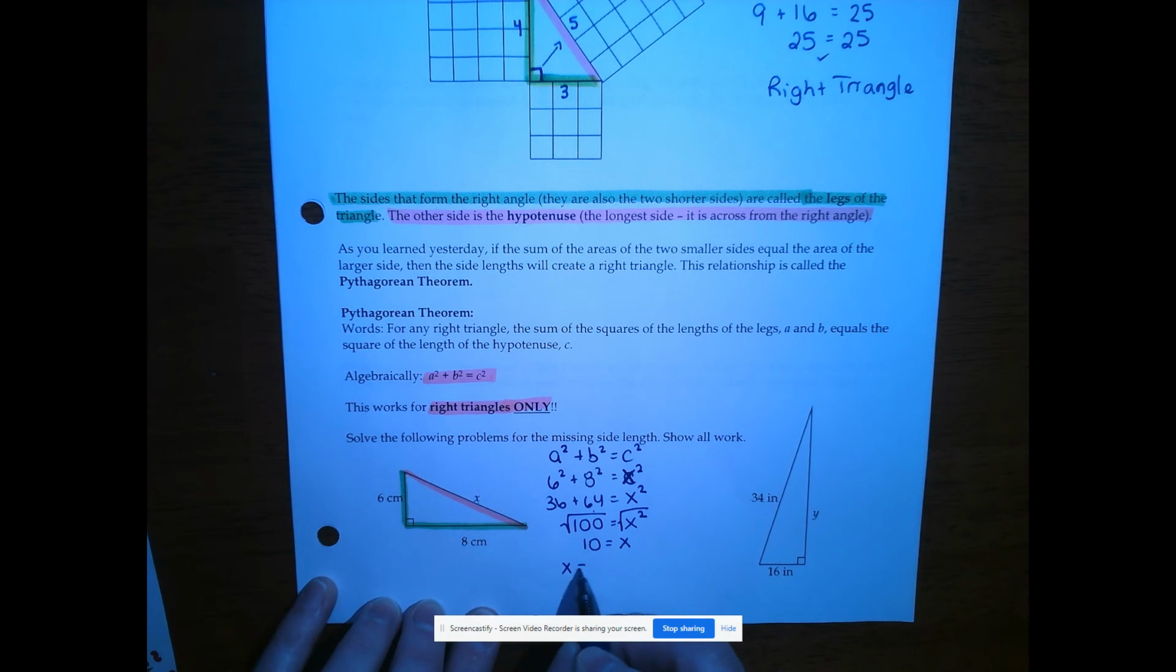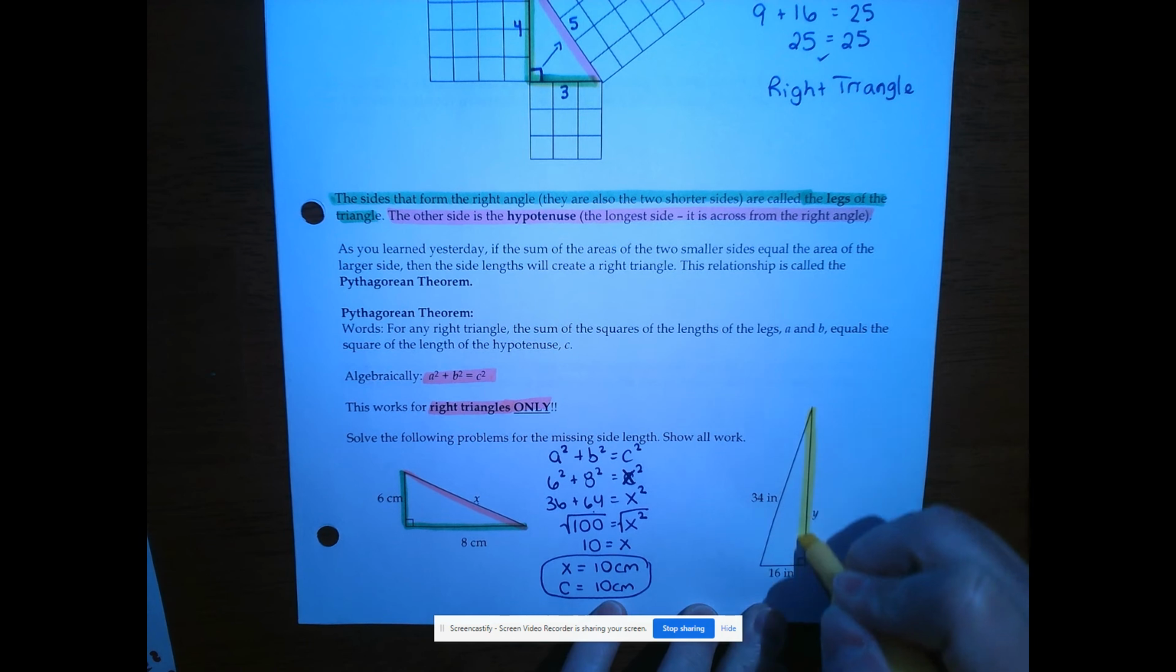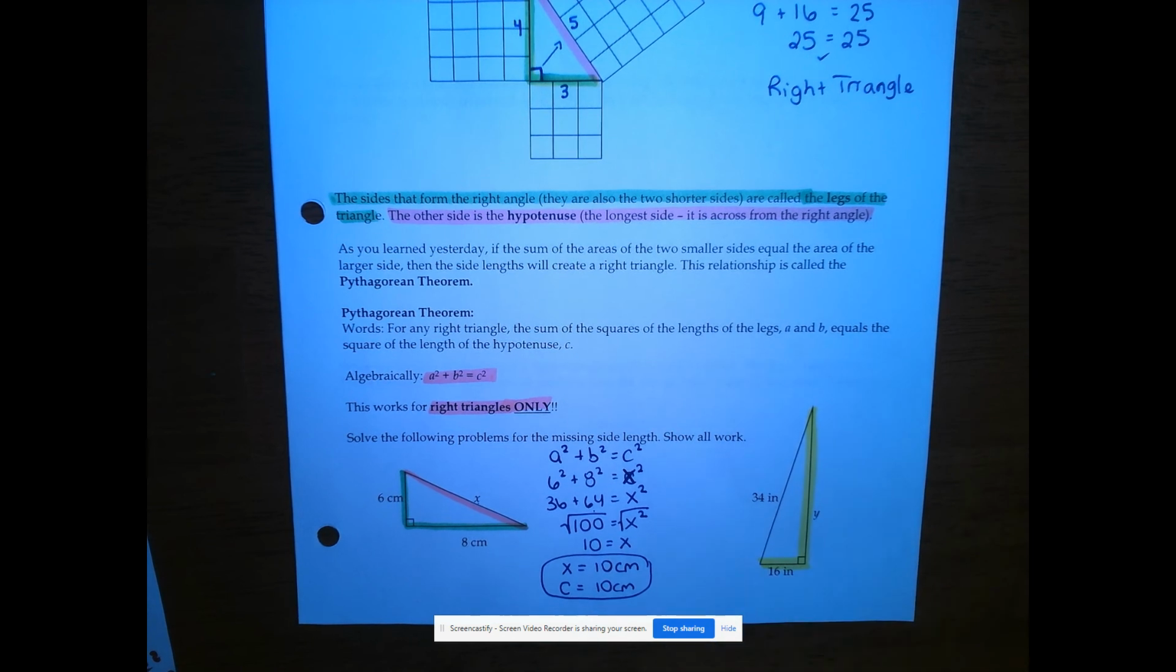So x equals 10 centimeters, or you can say c equals 10 centimeters. Both would work, c being the longest side. So this is a right triangle, and the missing side length was 10 centimeters. The second one that we have, you will notice that this time it is a leg that is missing.